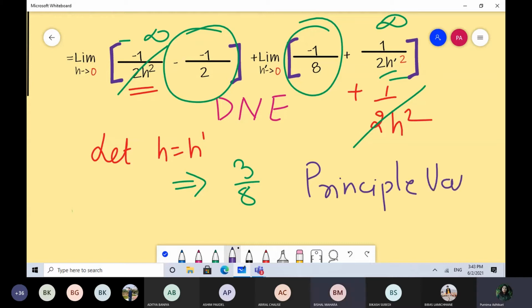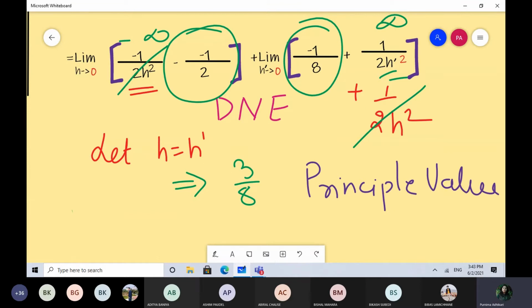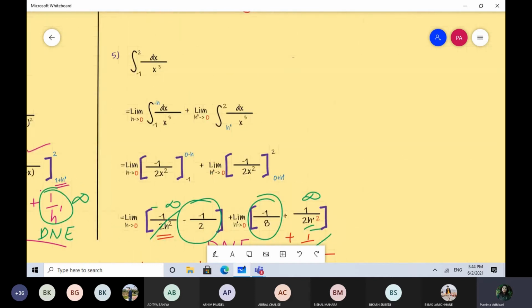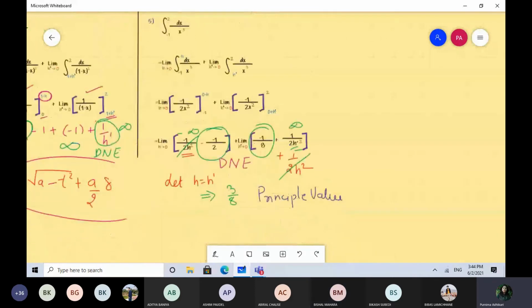Now let me ask you something. You have got 3/8 by putting h equals to h dash. Now let's start with the beginning. Look at this integral. What do you think 3/8 is? What is 3/8 for this integral? What is this principal value? Just make some observation. Think about it. What could this 3/8 be? Before I tell you, I want an answer from you. I want my class to be very, very interactive.